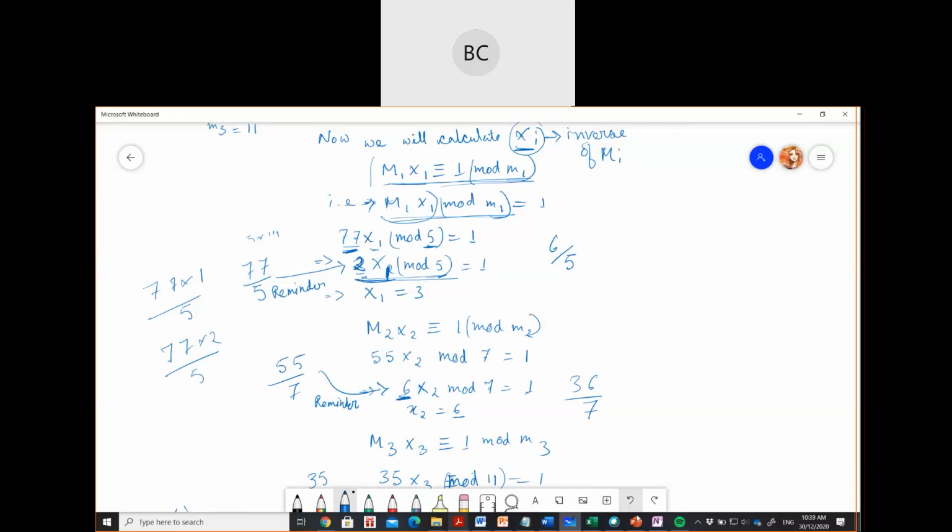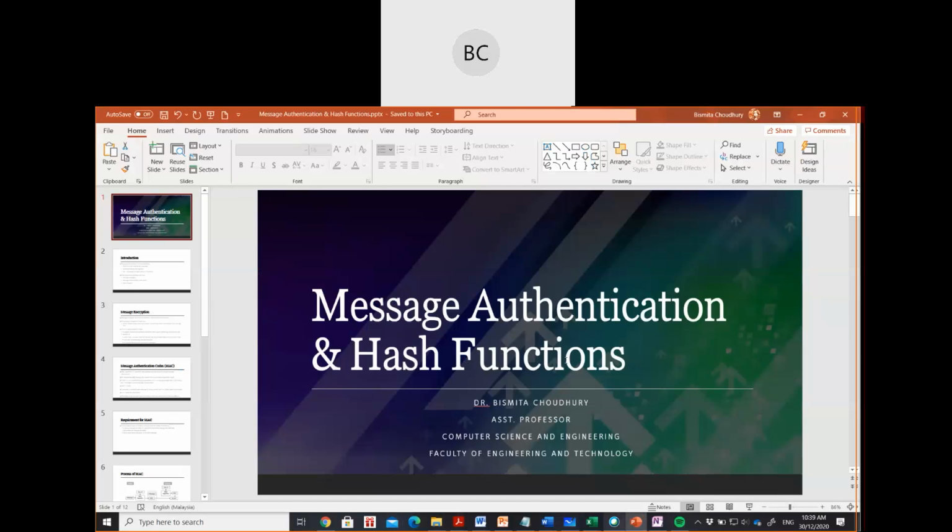Okay, so next topic I will start is message authentication and hash functions.